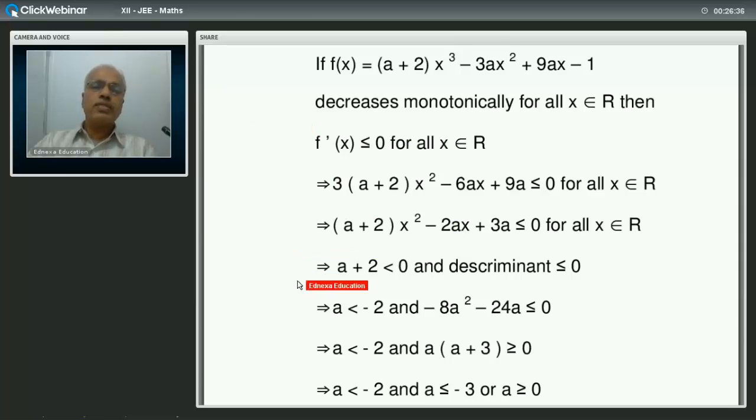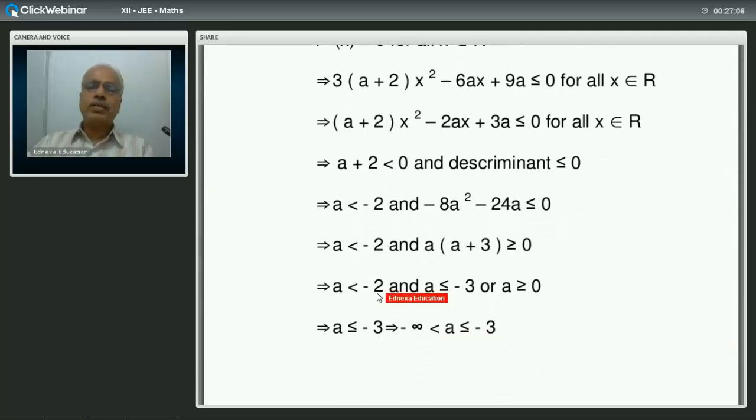So if it has to be always negative, then it must be a parabola which is opening downward. So that means your coefficient of x square must be less than 0, and the discriminant should also be negative, which means it will always be less than 0. There are no real roots, so the parabola never intersects the x-axis, so therefore it is always below the x-axis, and therefore the values of y are always negative. So that is what you are doing here.